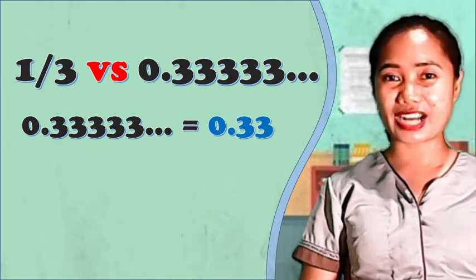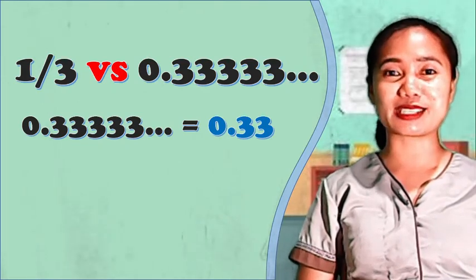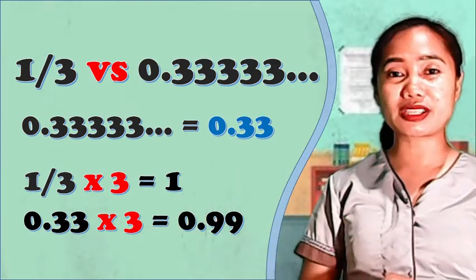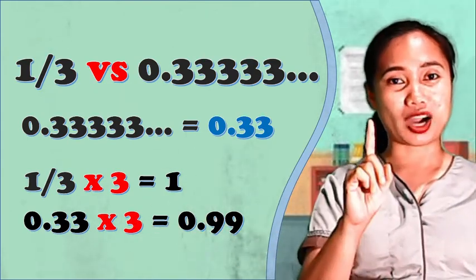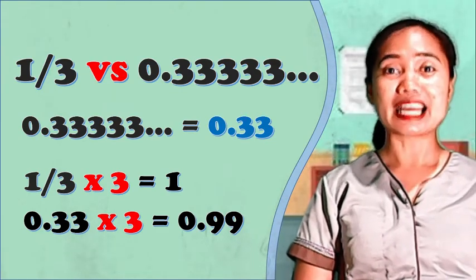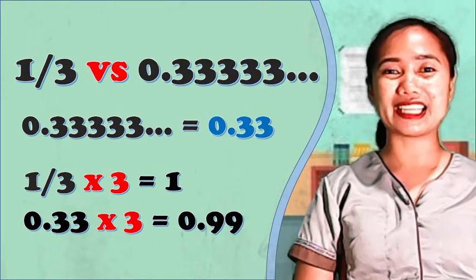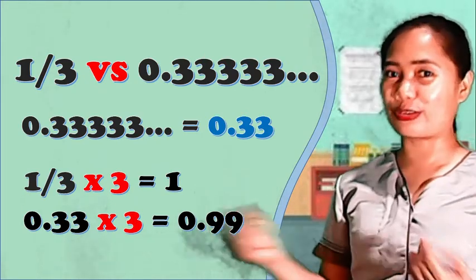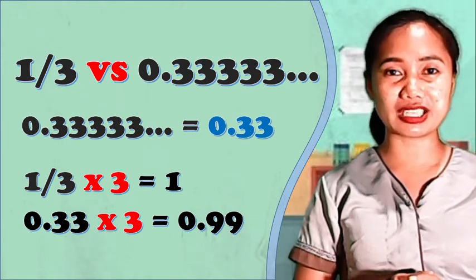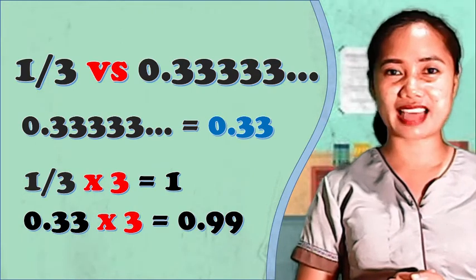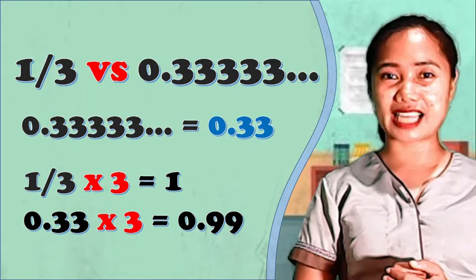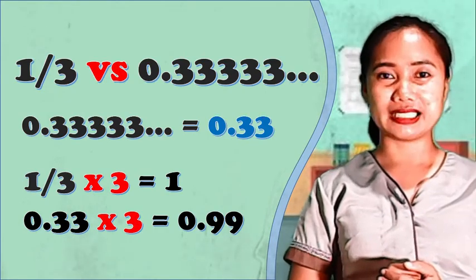Now, let's try to multiply 1/3 and 0.33 by 3. 1/3 times 3, the answer will be 1. And 0.33 multiplied by 3, the answer is 0.99. See the difference? There is a little problem with 0.33. It doesn't get the exact value. But with 1/3, it got the exact value of 1.